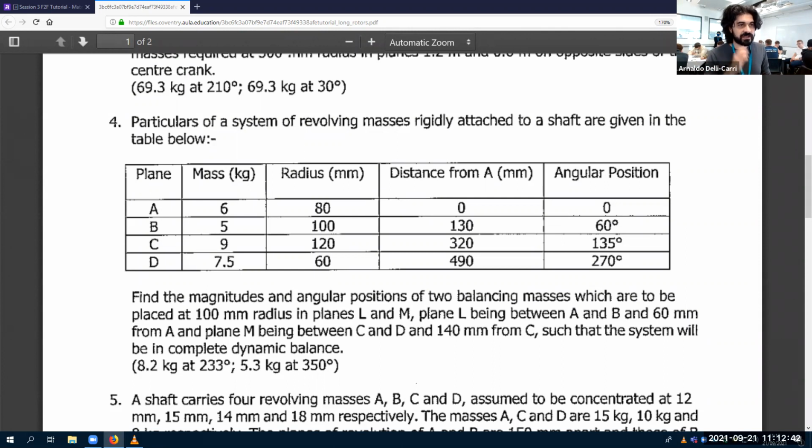So Ravi is still asking, so we can assume any direction? No, you can't assume it. It must be given in the table. See, this is 60 degrees. This is 135 degrees. This is 270 degrees. So it's not any direction. You have to know it. It must be given in the table. And also, finally, you have theta. Theta is in degrees in this case.